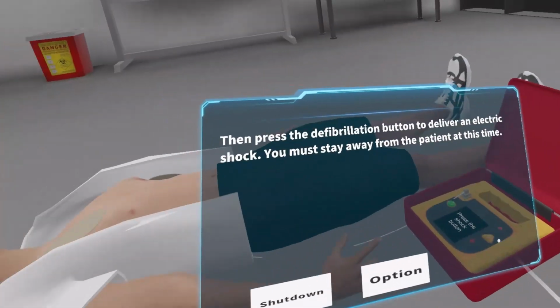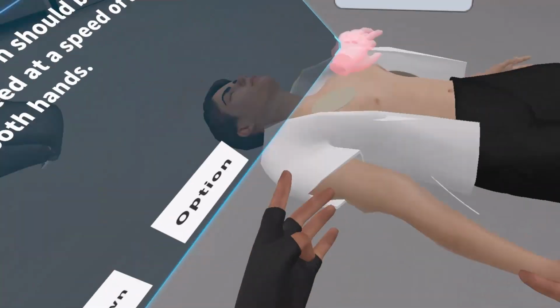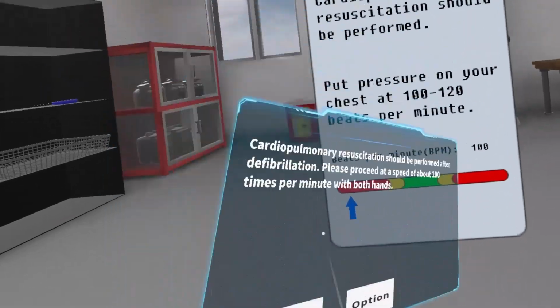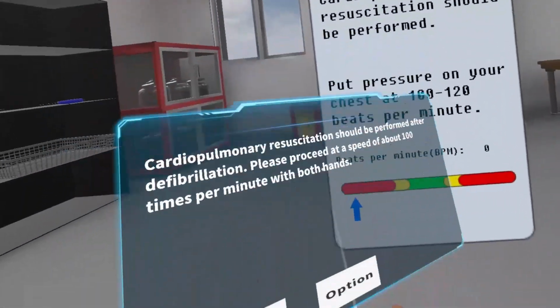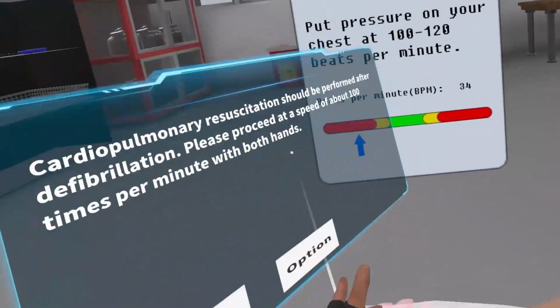Then press the defibrillation button to apply an electric shock. Cardiopulmonary resuscitation should be performed after defibrillation. Please proceed at a speed of about 100 times per minute with both hands.